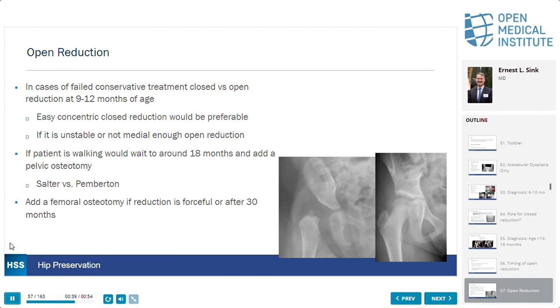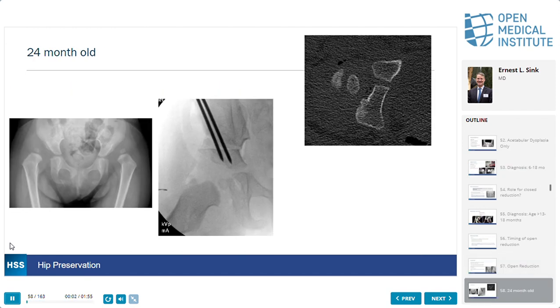So if the patient's walking and they show up, this patient here on the left, 16 months of age, with my schedule, I'll probably book them 4 to 6 months later and then do probably a Salter with it, okay? Well, there's different ways. There's the Pemberton and the Salter. I'll go over that. So this is the Salter osteotomy, which is an innominate, so open reduction, 24 months old. I didn't need to do a femoral shortening because there wasn't any tension. If there's tension, you do a femoral shortening.